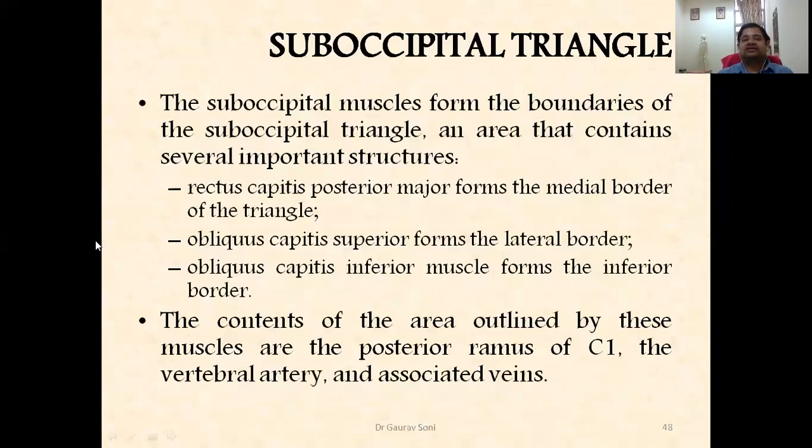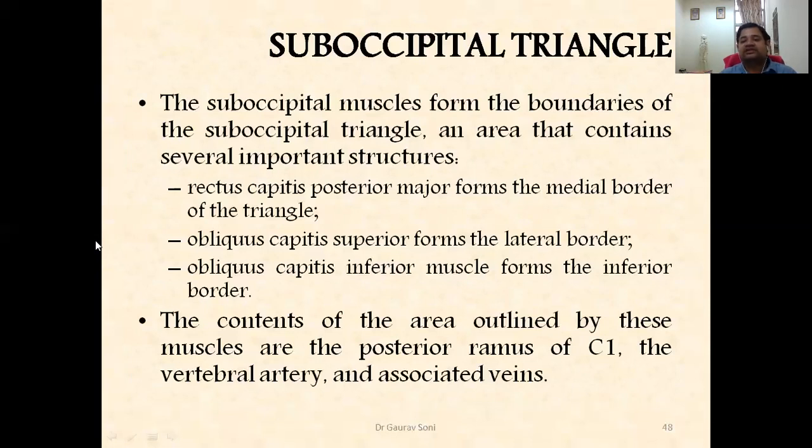Then comes the suboccipital triangle. This is the triangle which is formed by the suboccipital muscles. The rectus capitis posterior major forms the medial border. Obliquus capitis superior forms the lateral border. Obliquus capitis inferior forms the inferior border. It means there is no role of rectus capitis posterior minor in this triangle.